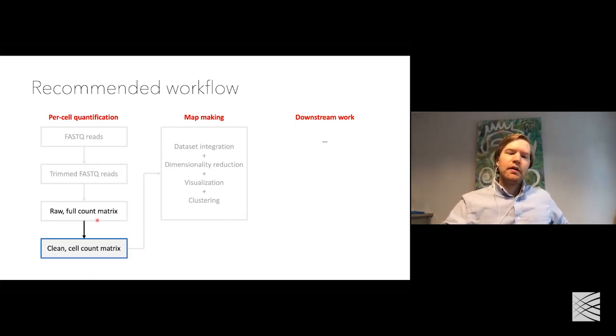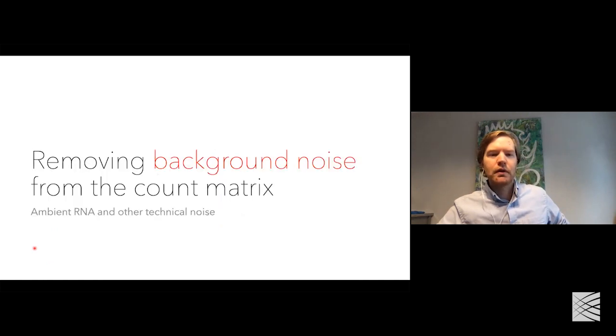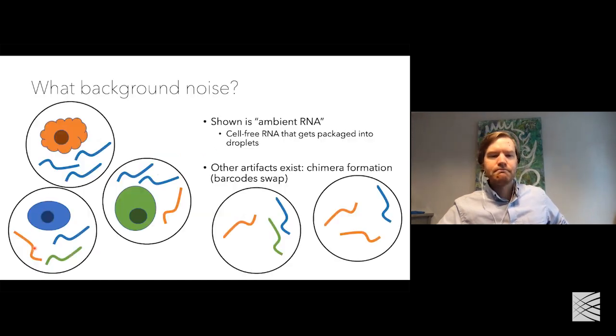Okay. Now on to this step, cleaning up the count matrix. After you have that count matrix, say from Cell Ranger count, what do you do before going into making a map? Let's talk about removing background noise from the count matrix. What background noise? What am I talking about? So we saw in the UMI curve that there were cells and there was this plateau of empty droplets that had maybe like 100 counts per droplet. In some experiments more, some less.